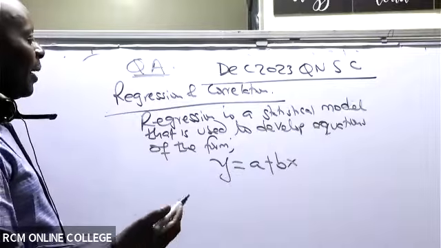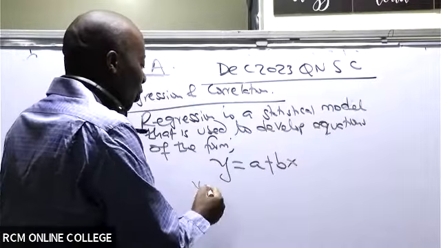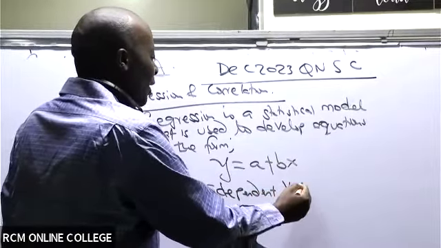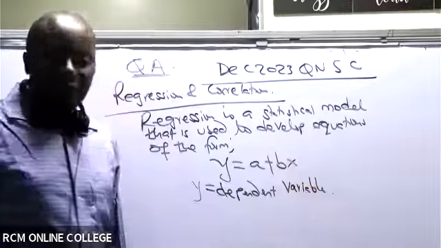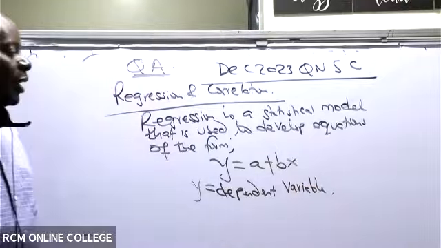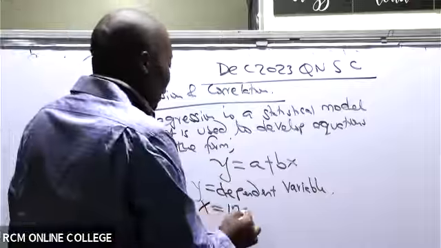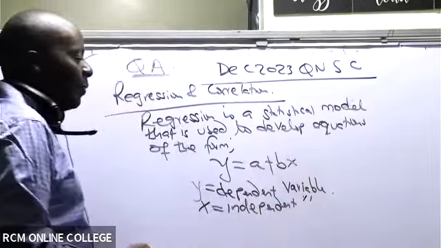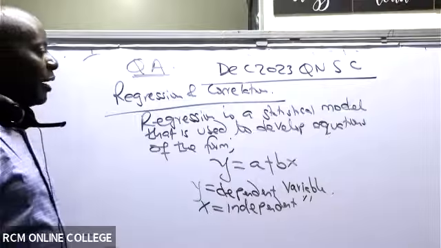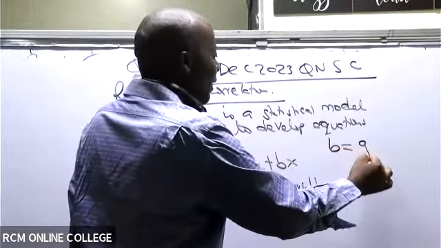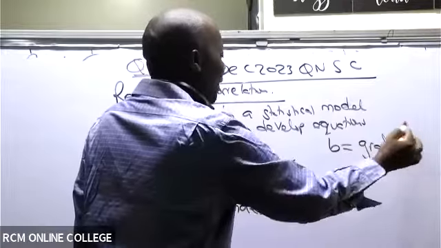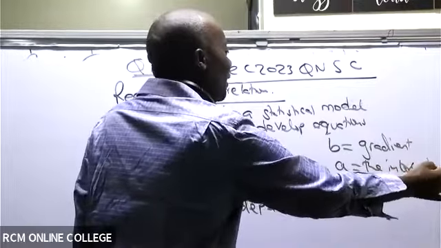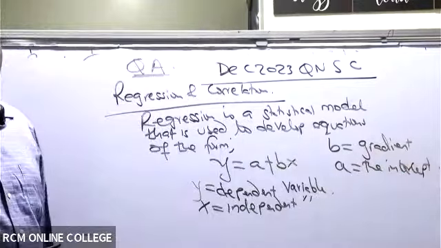All right. And then remember that this y is what we call the dependent variable. Then we have x. X is what we call the independent variable. Then we have b. B is the gradient. And a is the y-intercept, or just the intercept, like that.